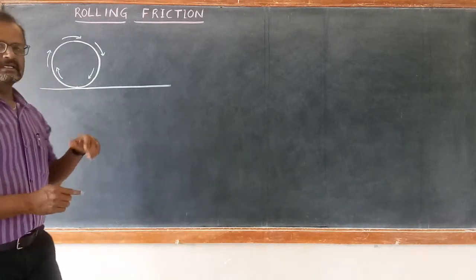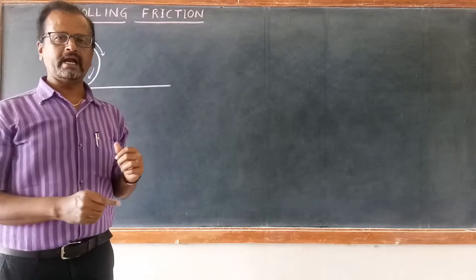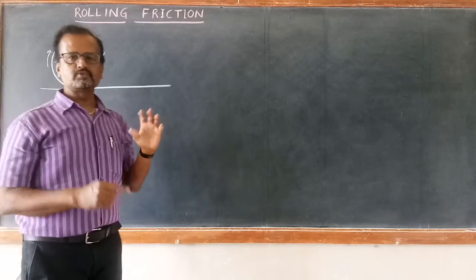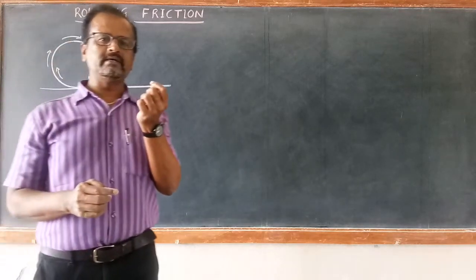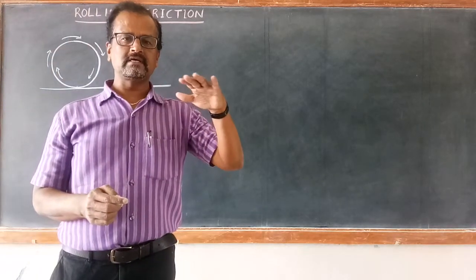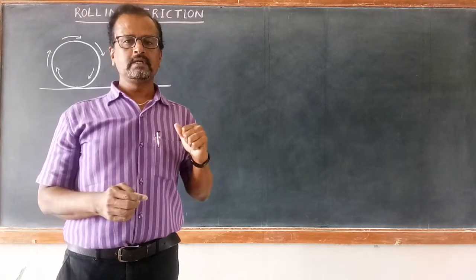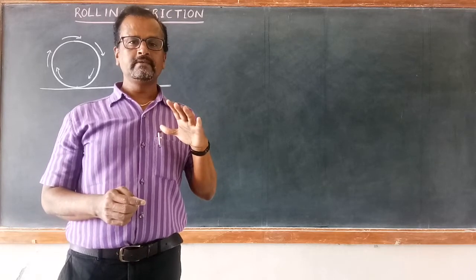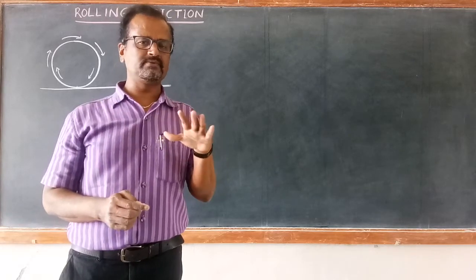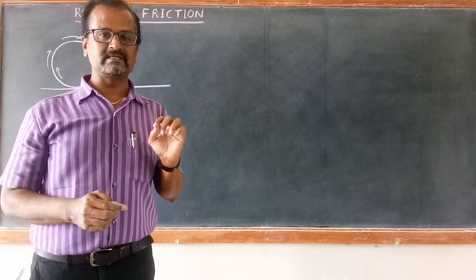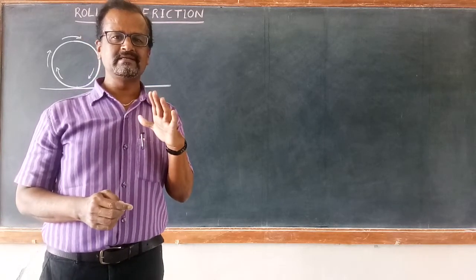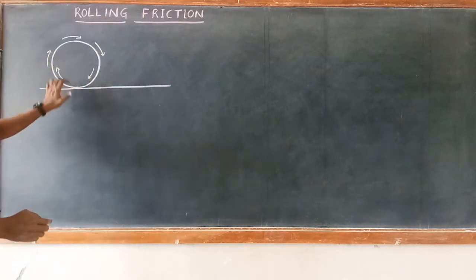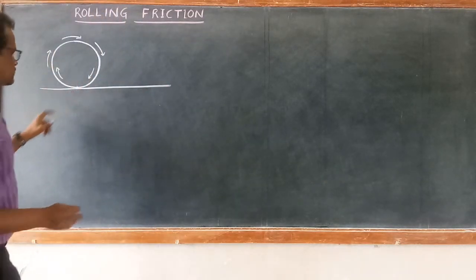So rolling friction is a little different from static friction and kinetic friction. If it is a ring or even a sphere, only a point is in contact with the surface on which it is rolling. Rolling without slipping, please understand. If the surface is very smooth, then rolling doesn't take place. There must be some grip on the surface. Then only rolling takes place. So when the rolling takes place without slipping, only one point is in contact.